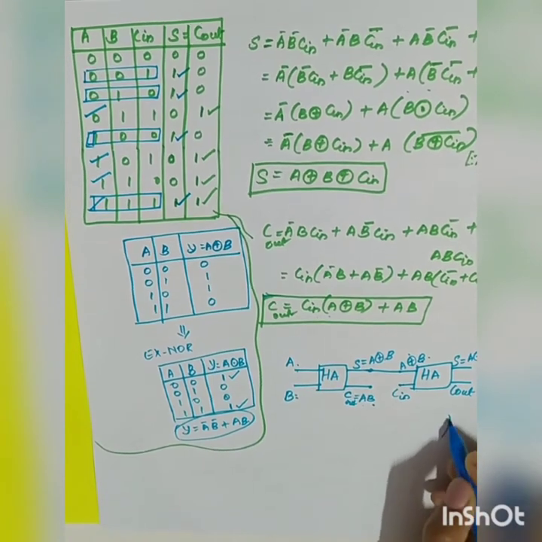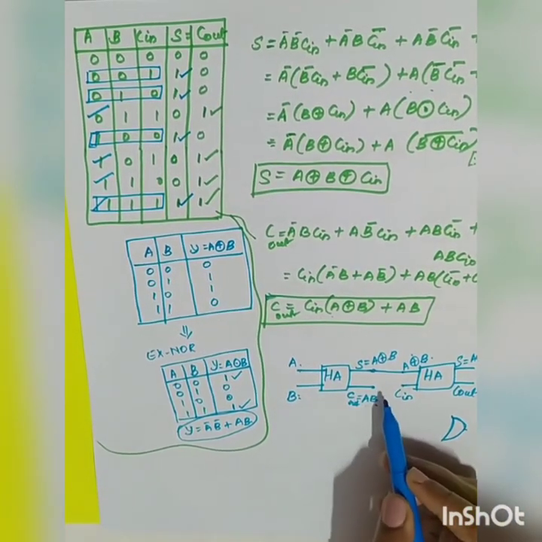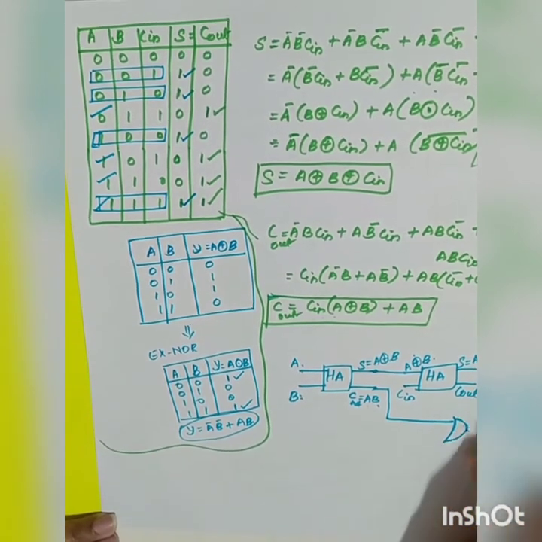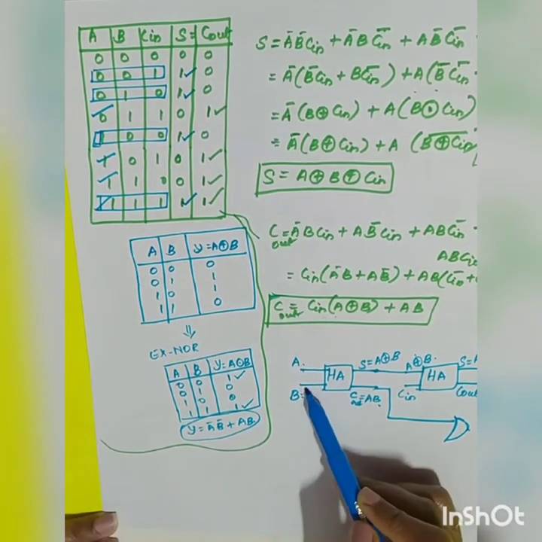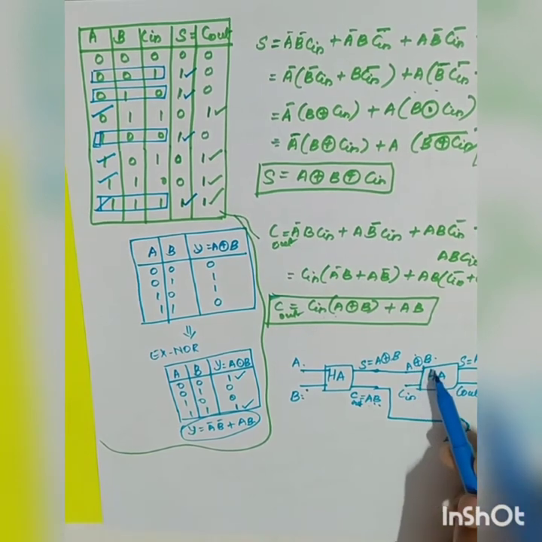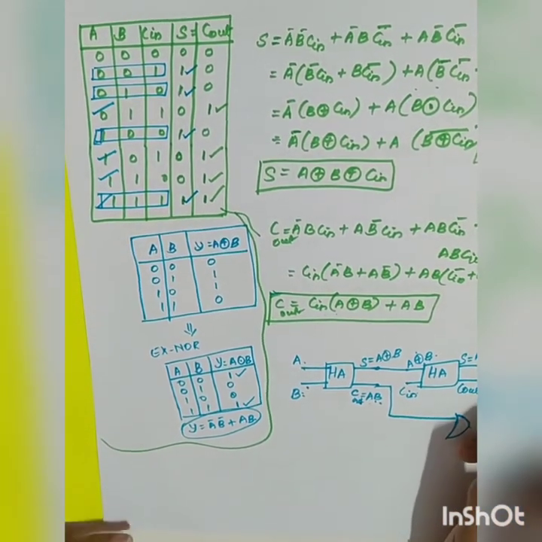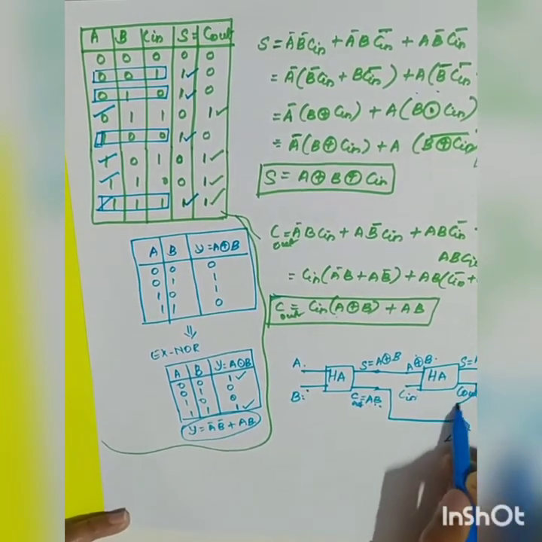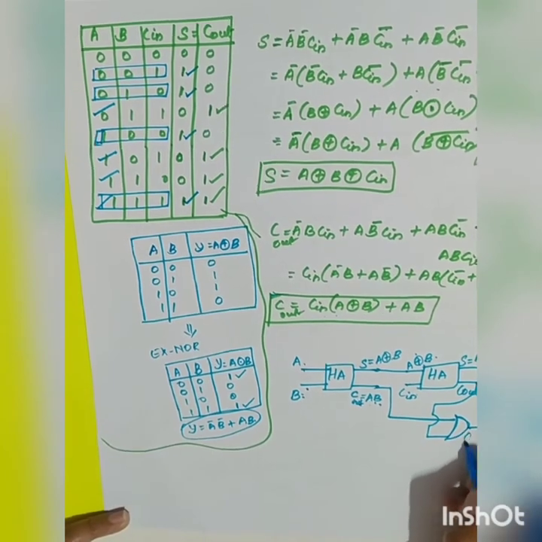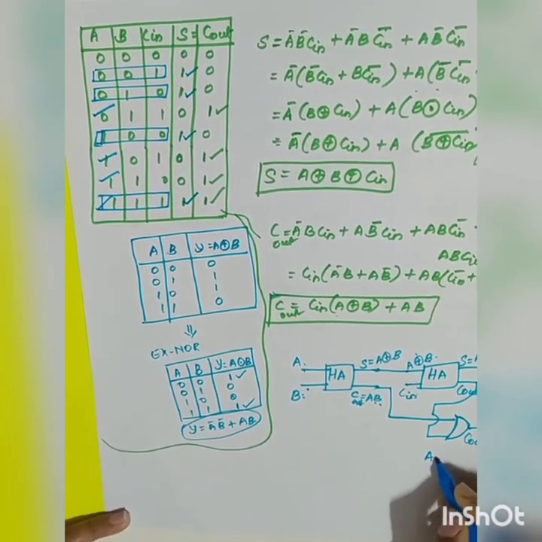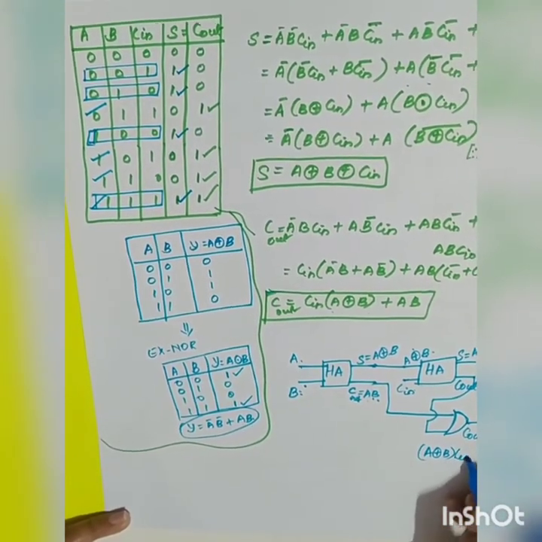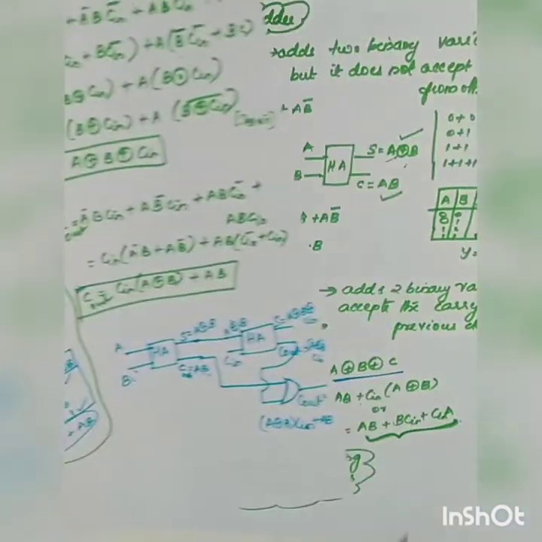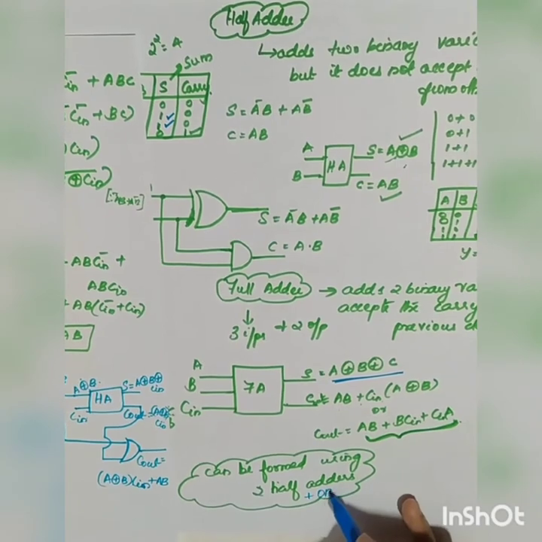So, if I add an OR gate here, one of the inputs to the OR gate will be your AB, okay? And what will be the other input? See here, when A and B was the input, your output C is equal to AB. Similarly, if A XOR B and C in is your input, what will be your C out here? It will be equal to A XOR B into C in. Multiplication of both. So, if I give this as input to this OR gate, you will be getting the output equal to A XOR B into C in plus AB. So, the full adder can be formed by using two half adders plus an OR gate.